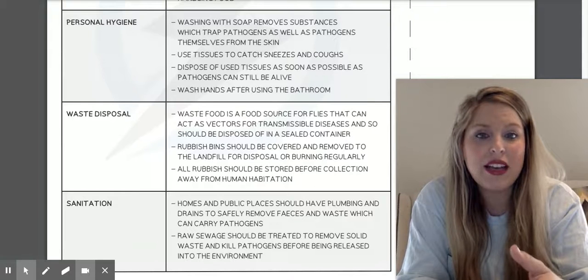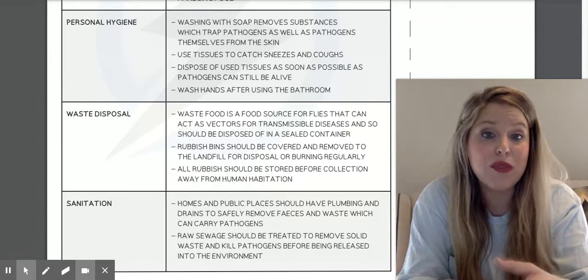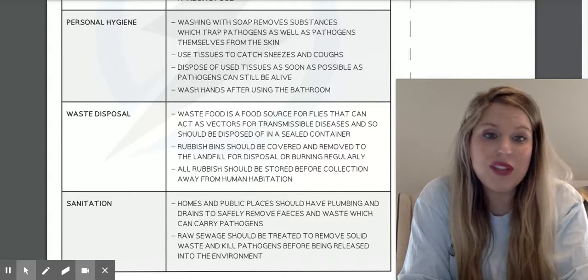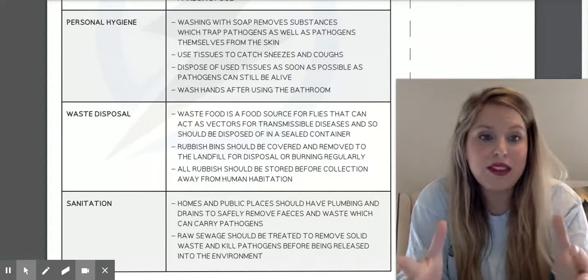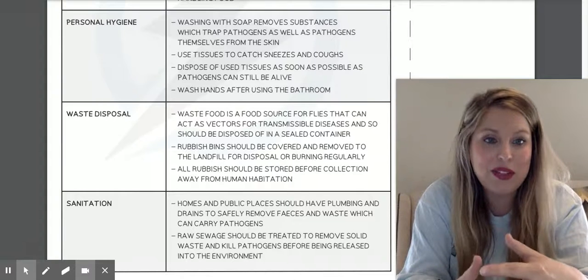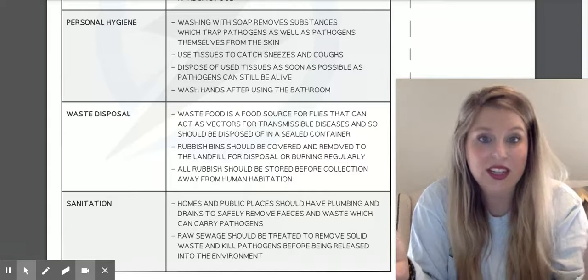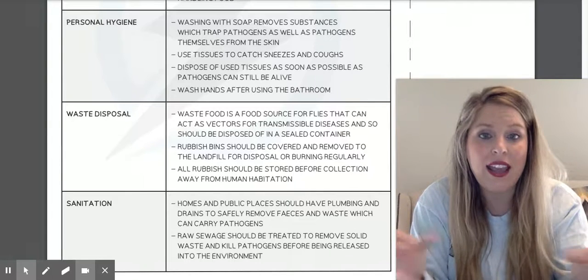Rubbish bins should be covered and removed to landfills for disposal or burning regularly. Again, because we live in America with so many resources, we heavily rely on our garbage men. They're so important. They are essential workers, and it's so important for our day-to-day.